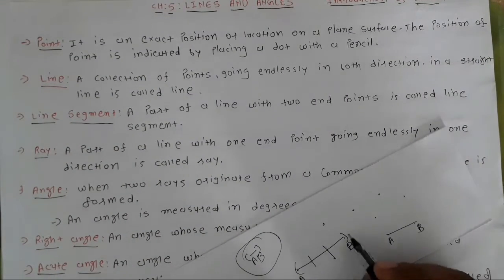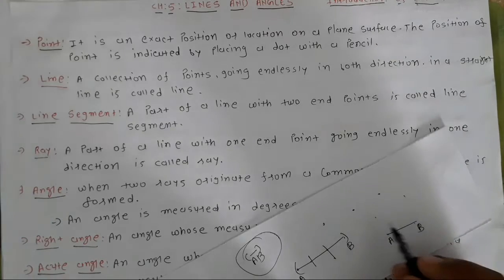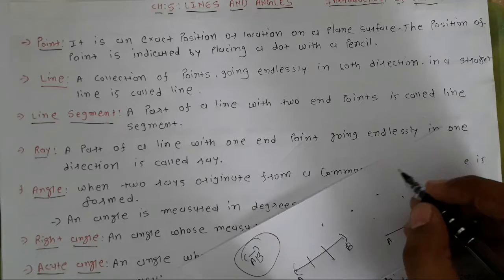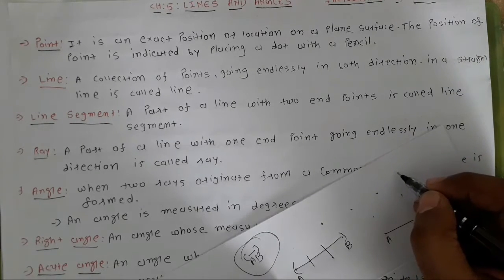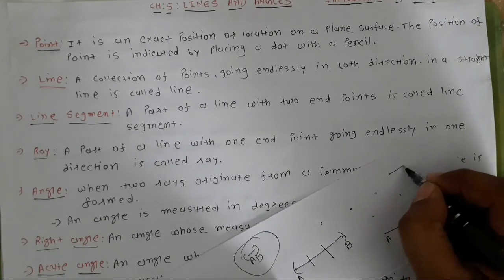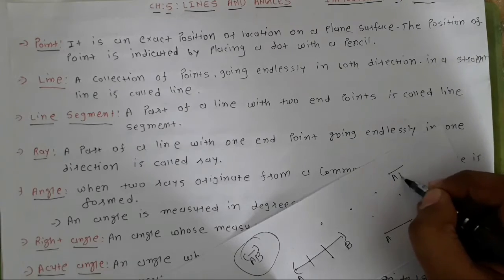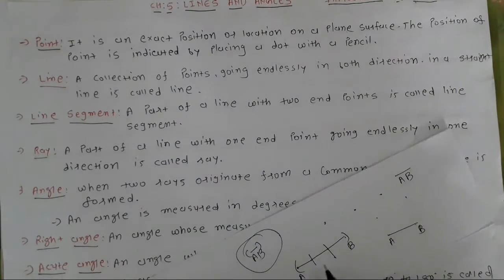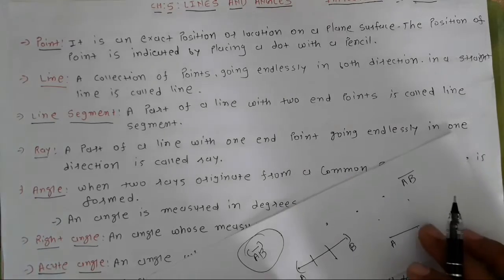In a line, both the points are not fixed, they are going endlessly. So how do we represent line segment AB symbolically? Here we can write line segment AB. So in a line, both the points are not fixed, and in a line segment both the ends are fixed.